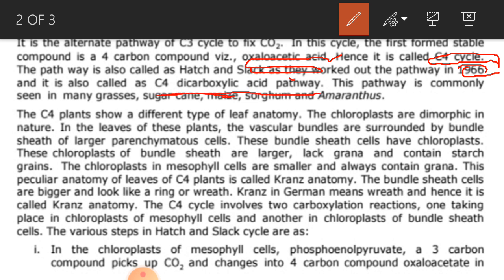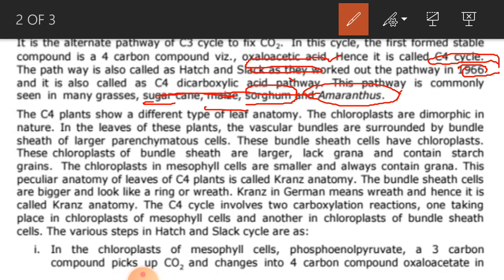So as far as this pathway is concerned, we have counted three names here: the C4 pathway, the Hatch and Slack pathway, or the C4 dicarboxylic acid pathway. This pathway is commonly seen in many grasses, sugarcane, maize, sorghum and amaranthus. These are various plants where this pathway is found. These plants are also known as C4 plants.